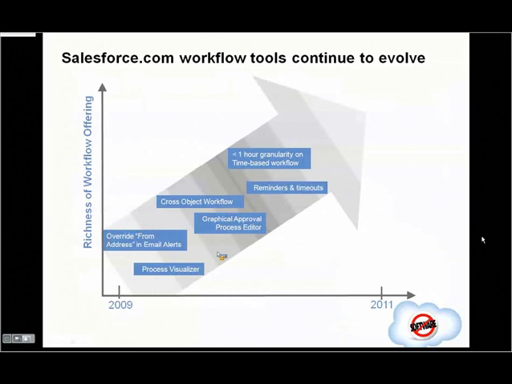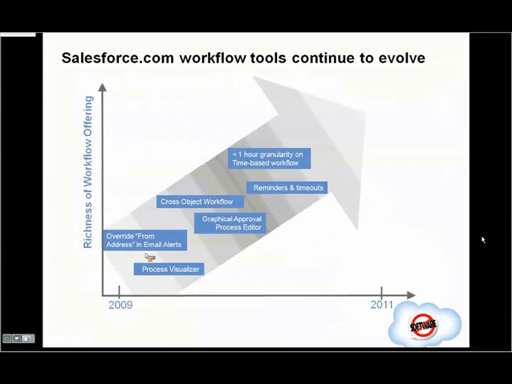So what's coming up soon? Here are but a few features currently being worked on and prioritized, which probably will be released to you in the next couple of years. Coming very soon is the ability to override the from address for email alerts. This is one of the very popular features on the IdeaExchange, and thanks for your vote on that.